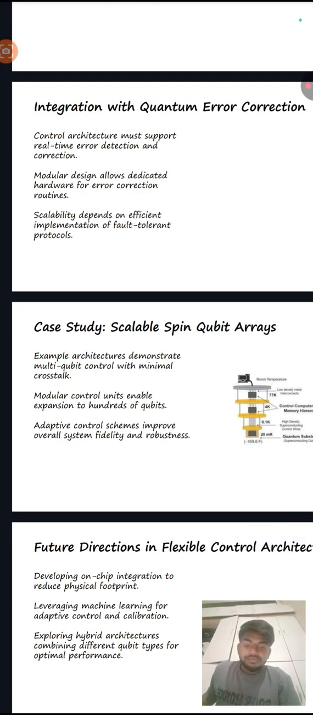Case study: scalable spin qubit arrays. Example architectures demonstrate multi-qubit control with minimal crosstalk. Modular control units can enable expansion to hundreds of qubits. Adaptive control schemes improve overall system fidelity and resource use.